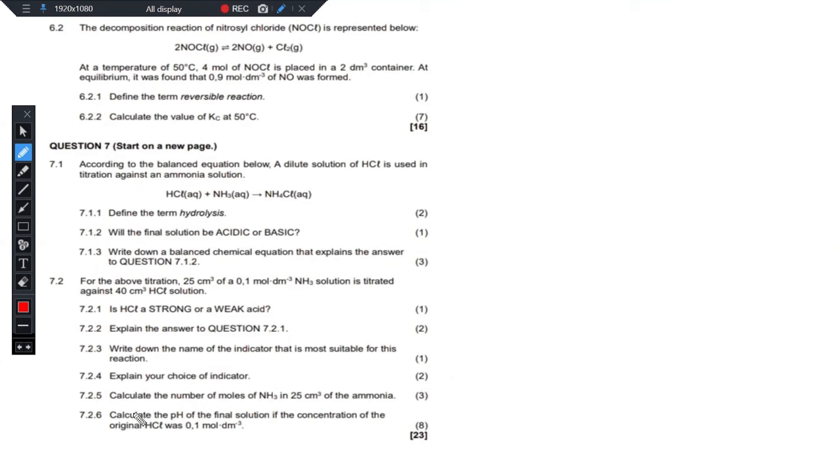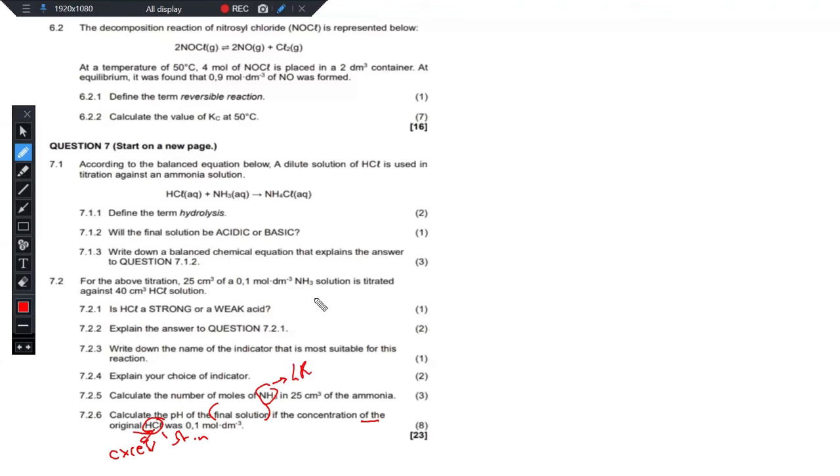Then calculate the pH of the final solution if the concentration of the original HCl was 0.1 mole per dm cube. Now, for the fact that they are touching on HCl, that means the concentration must be based on the HCl. Now, we did mention that this is a strong acid. Also, for the fact that they're telling us final solution, that means HCl will remain in excess, meaning that the NH3 here is actually a limiting reagent.